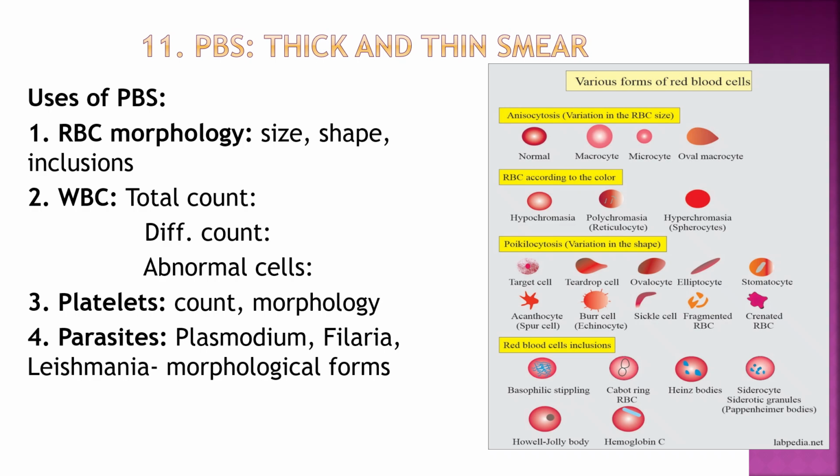Then for WBC we can report the total count, whether it is normal, increased or decreased, and the differential count, whether it is lymphocytosis, neutrophilia or eosinophilia. Then abnormal cells: any atypical cells, blast cells or other abnormal cells. Platelet count can be normal or abnormal, and then morphology, so normal in size or bigger in size. Then parasites like Plasmodium, Filaria, Leishmania, different morphological forms: ring form, trophozoite form, gametocyte form, schizont form, or in Filaria, microfilaria we can see. So this is reporting about PBS.